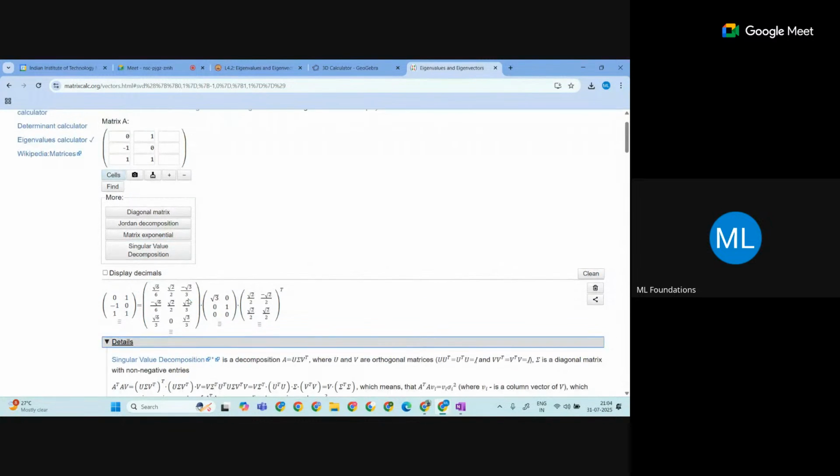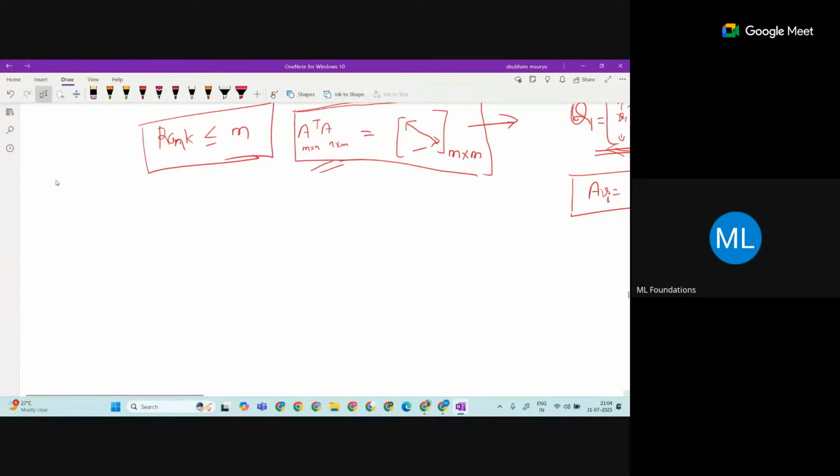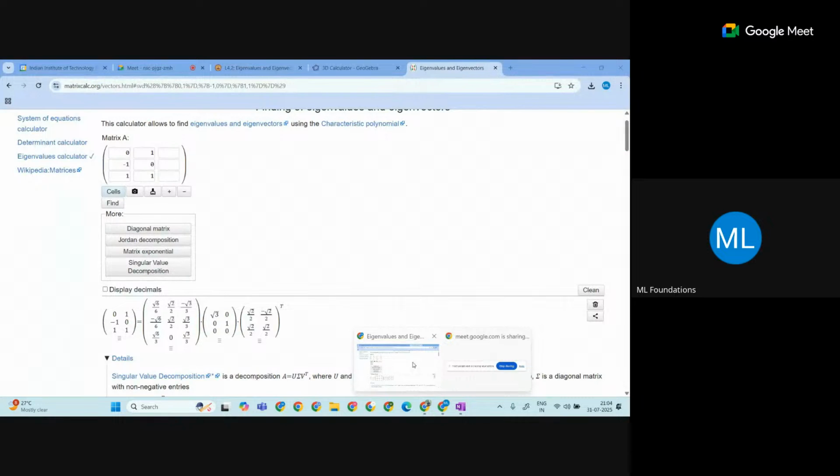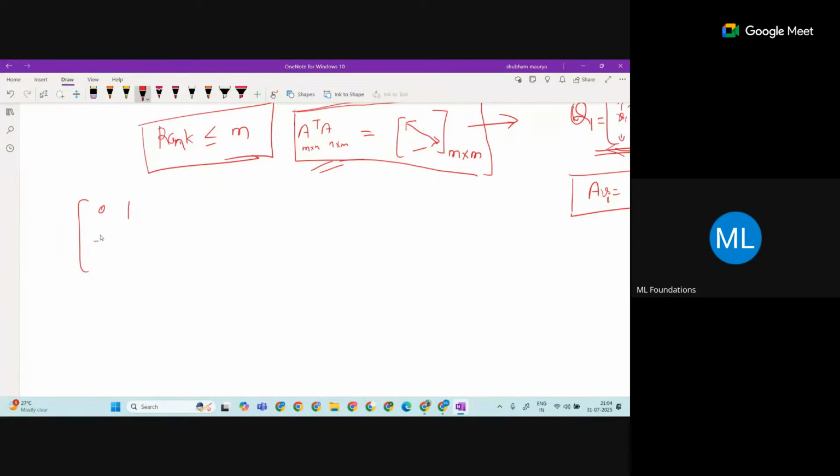Okay, so our matrix is, let me write it here: 0 1, 0 1... minus 1 0, and 1 1. I just randomly wrote minus 1 0 and 1 1. So this is our matrix. Let's say this is our matrix A.